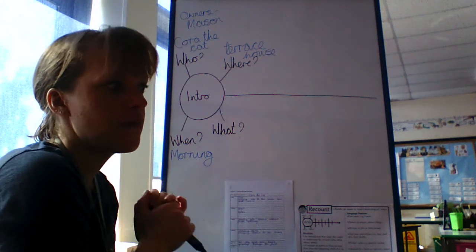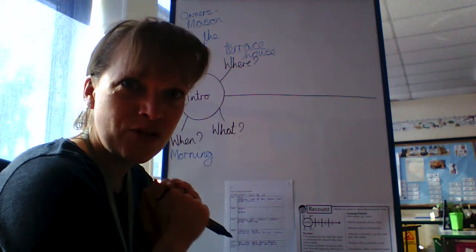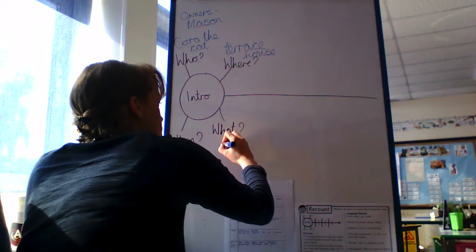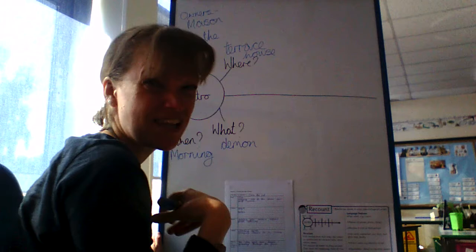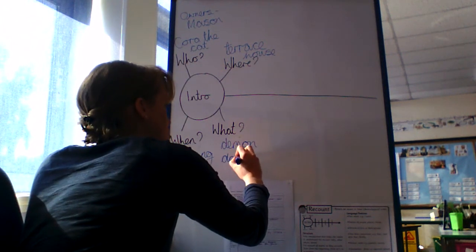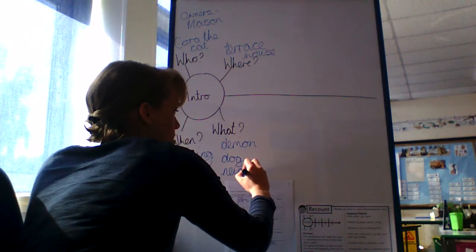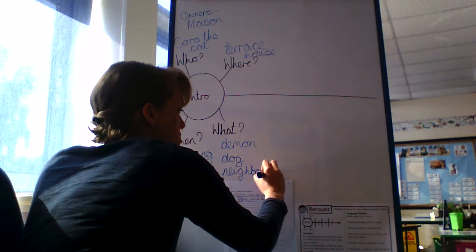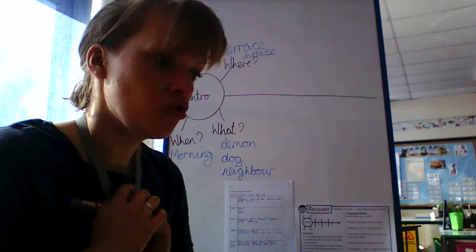So I need to say about this, there's a demon dog next door. And I'm just going to write demon, because again, I always like that alliteration. Demon dog. And I'll just write neighbour, as that's a tricky word to spell, and I like to show off what spellings I know. So, my demon dog neighbour.